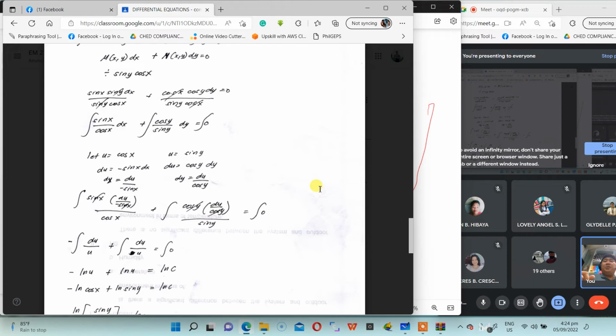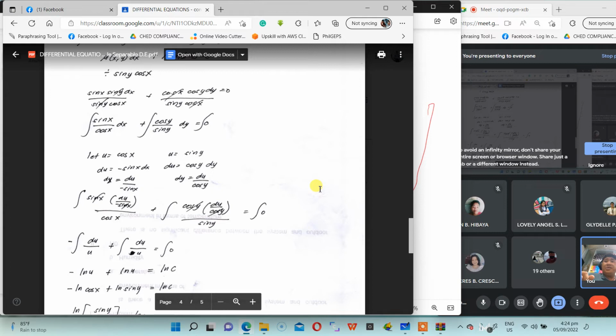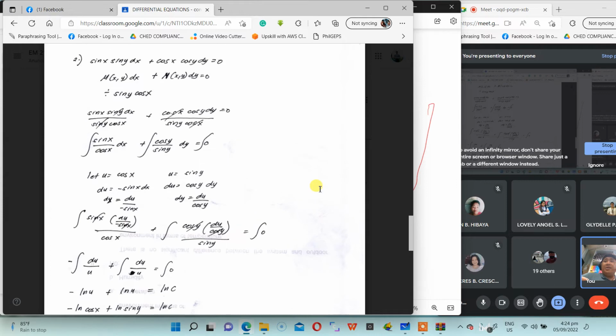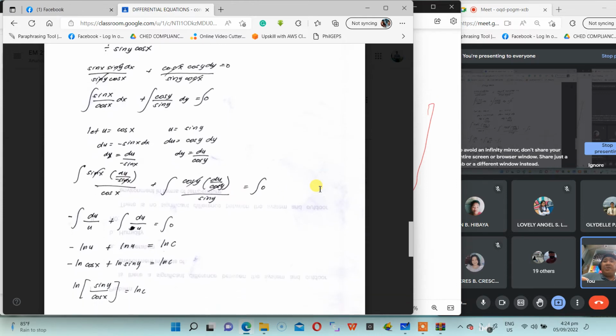Okay? So the same. Since my target here is ln, I could use ln u, since I'm sure that the derivative of cosine will turn out to be sine, and sine turns to be cosine. So the identity of this one you need to recall.